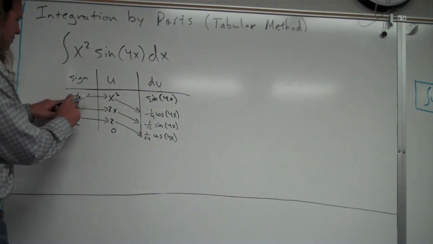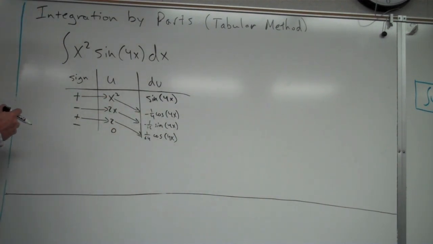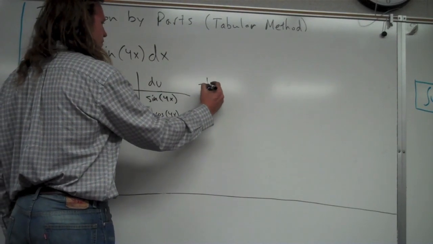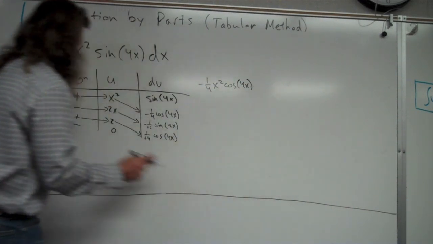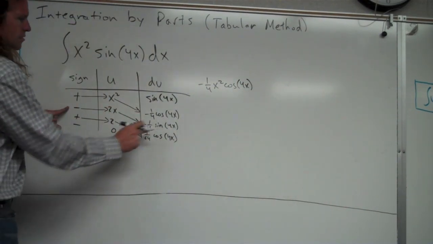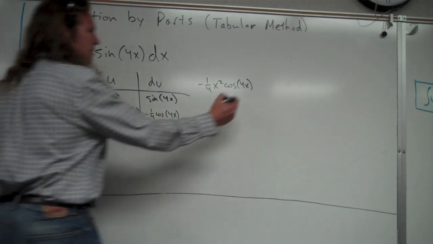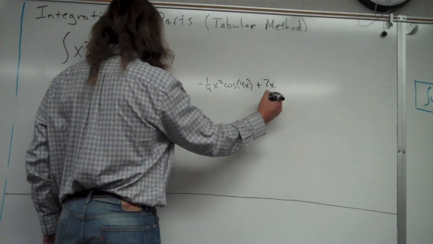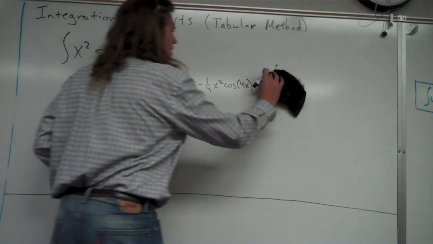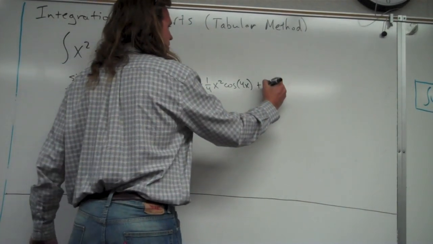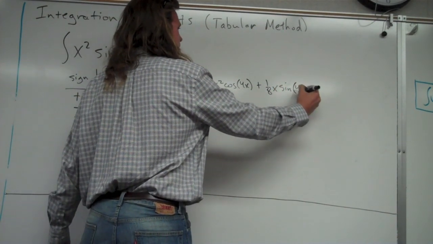So now what I will do is I'll do a plus x squared times negative 1/4 cosine 4x. And so I'll end up with negative 1/4 x squared cosine of 4x. Then I'll do a minus 2x times minus 1/16 sine of 4x. Notice I have two negatives, they'll cancel, so it'll actually be a plus 2x. Let me see here, I guess I could simplify, right? Because I have a 2 and a 1/16, so that'll simplify to a 1/8. So it'll be 1/8 x sine of 4x.